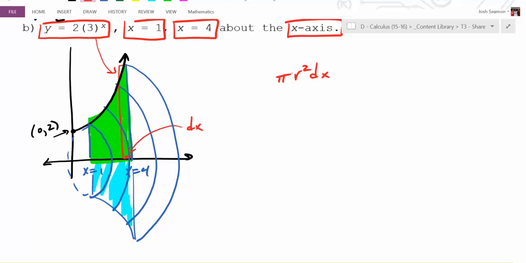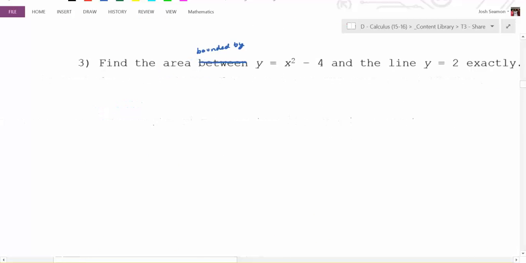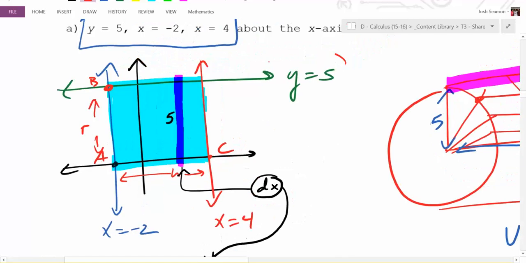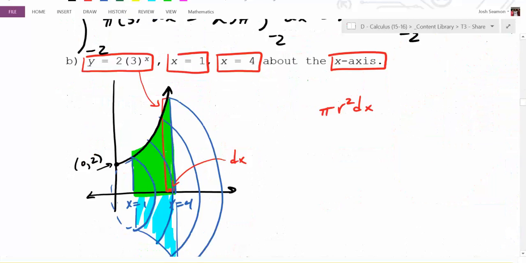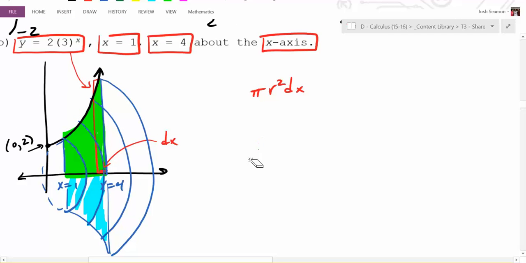So we need to know r in terms of x. What's the radius? Can someone tell me what the radius is? It's right there. The radius was 5 before. Why was the radius 5 before? It was y equals 5 was the function, right? What's the radius now? What? 2 times 3 to the x. Exactly. r is 2 times 3 to the x. The radius changes depending on what x is. Before it was constant. It's a lot easier when it's constant.